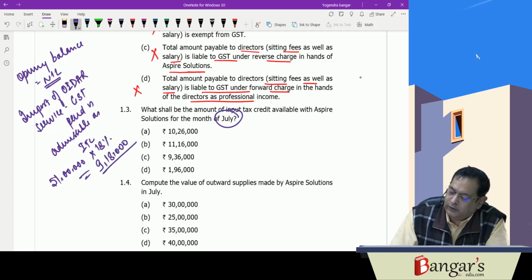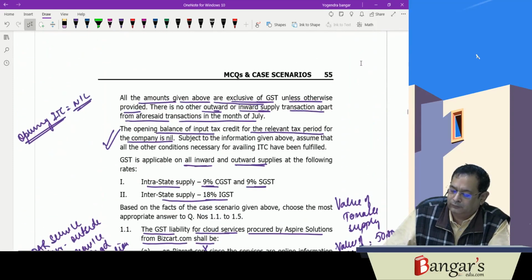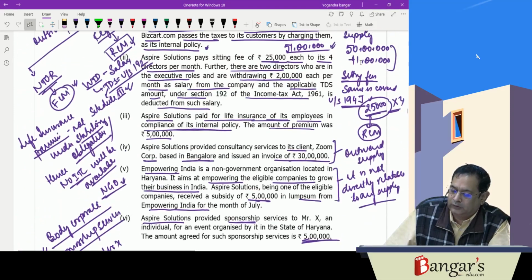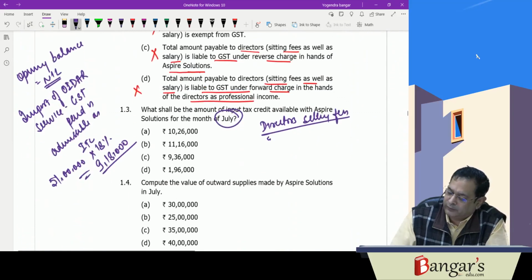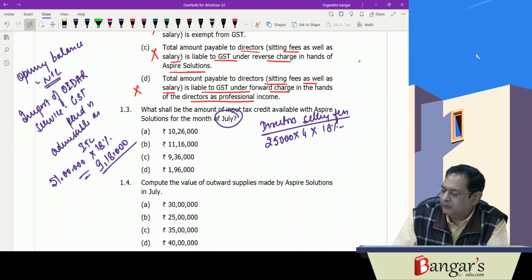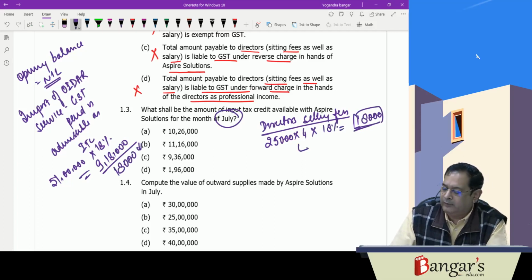The other one is on directors' fees. Directors' sitting fees. How much sitting fees was to be paid to each director for the month of July? It is 25,000 rupees. 4 directors were there and 18% is the GST. So 18,000 will be the GST element consisting of CGST 9,000 and SGST 9,000. That will also be admissible as ITC.